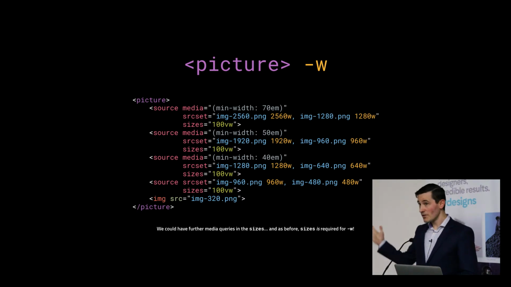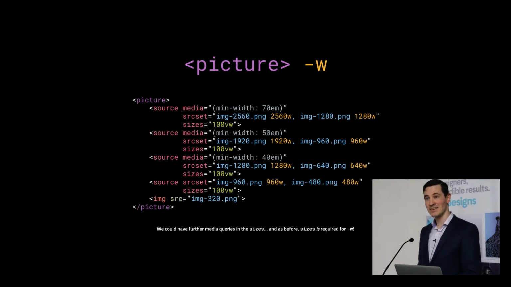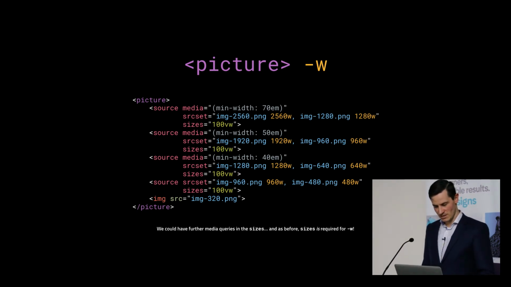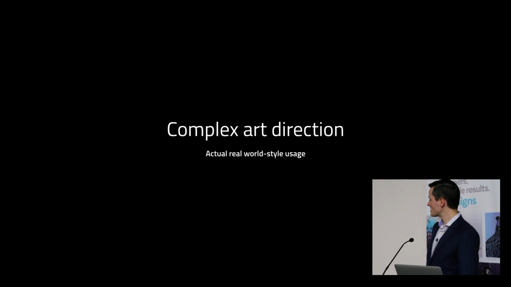Now, of course, you could also have further media queries within the sizes attributes. So we've got the media attribute on the source, and we can also have further sub-media queries inside the sizes, just to make things extra interesting. So let's skip the simple examples and jump straight into a trickier one, because, hey, why not?